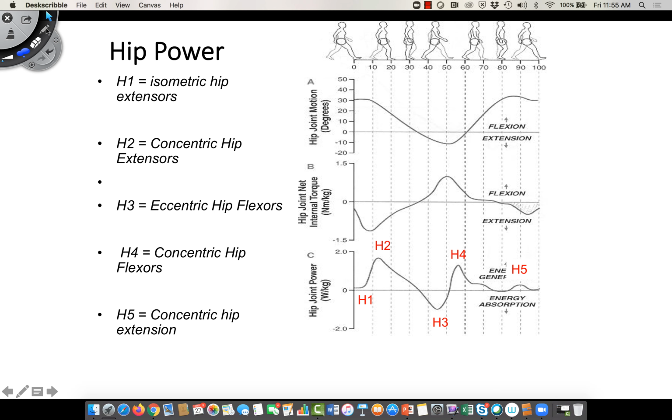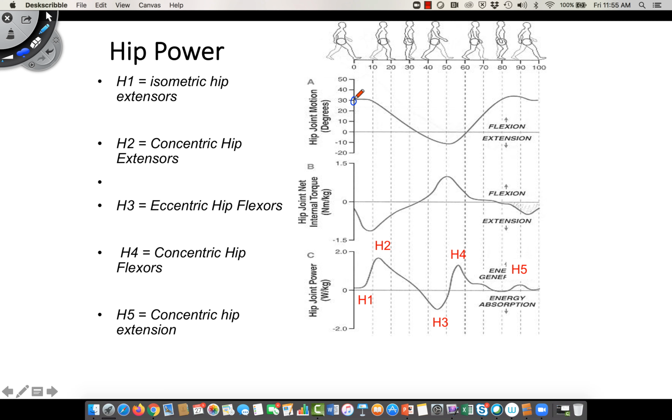Okay, so what we can do now is look at the joint powers, and that'll help us understand the eccentric and concentric control and review what's happening in terms of the muscle function at different periods of the gait cycle. So we'll just review the kinematics at the hip.